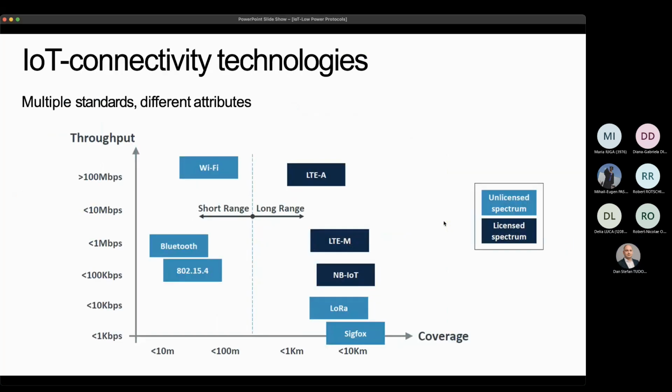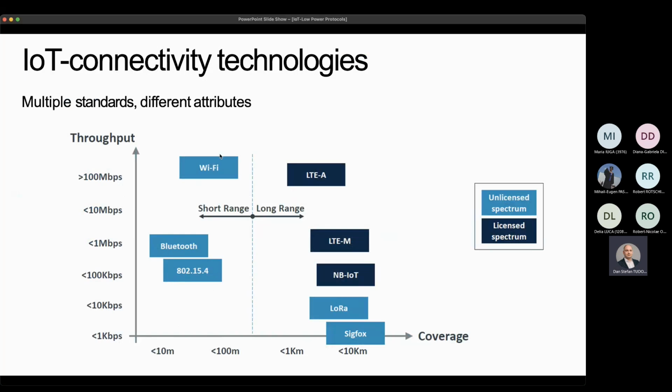Now, if we categorize them by coverage versus throughput, coverage being the distance where they can actually achieve a working connection, and throughput being the bandwidth from a few kilobits per second to a few hundreds of megabits per second, then this is how you actually see these technologies. So we have on one hand Bluetooth and 802.15.4, which is the basis for ZigBee, with reasonably low data rate and reasonably small distance coverage. So tens of meters to, let's say, less than 100 meters for both of these.